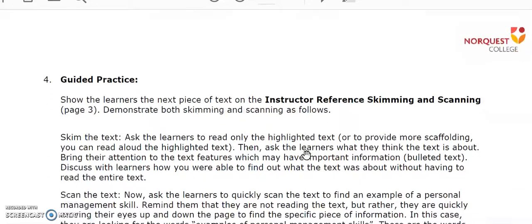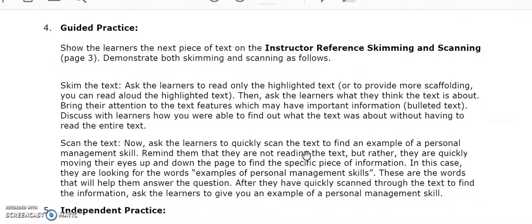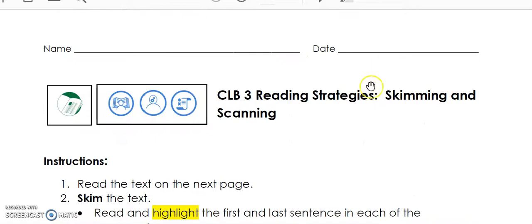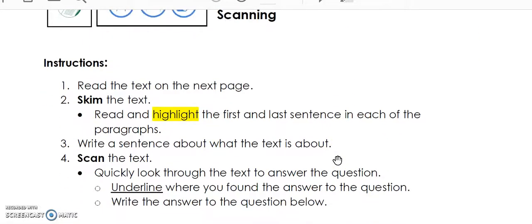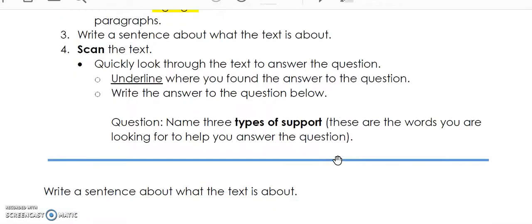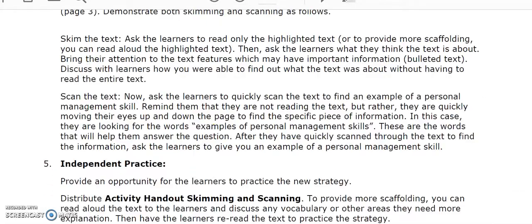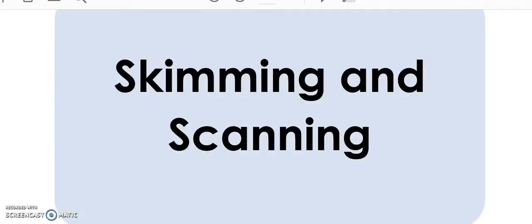In the guided practice part of the lesson, you will demonstrate how to skim and scan for particular information using a new piece of text. Following the guided practice part of the lesson, the learners then complete an independent practice activity where they practice using the strategy to find information on a new piece of text. Finally, there is a short closing activity. Please refer to the lesson plan for information on how to teach this strategy in more detail.